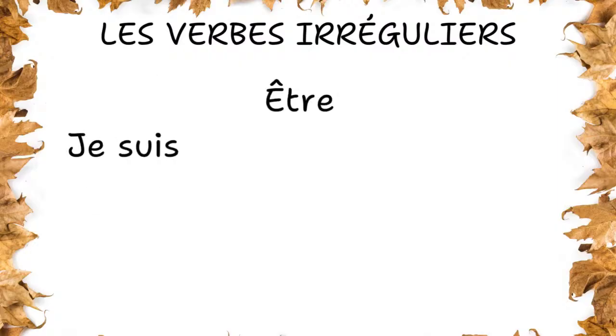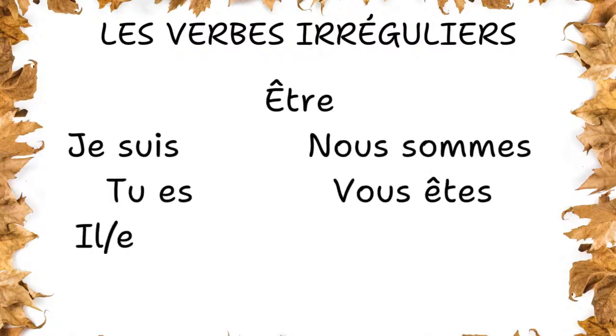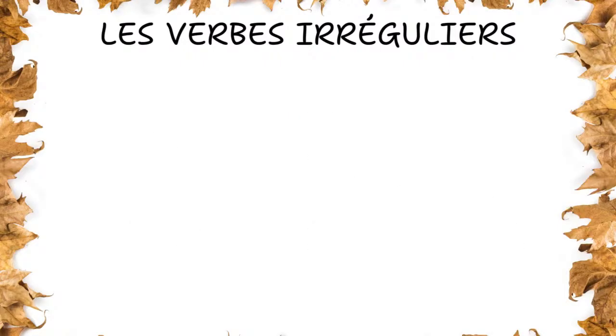Exemple, on va conjuguer le verbe être. Pour conjuguer ce verbe, on va dire je suis, tu es, il est, nous sommes, vous êtes, ils, elles sont, which translate to I am, you are, he is or she is, we are, you are, and they are.